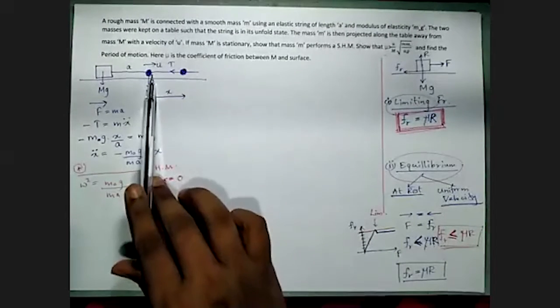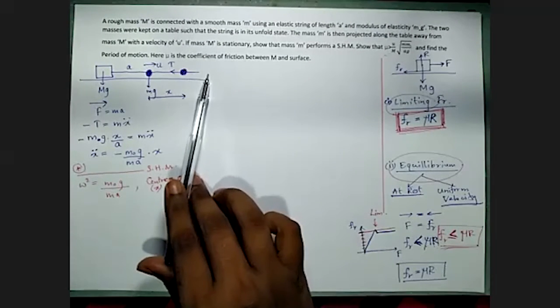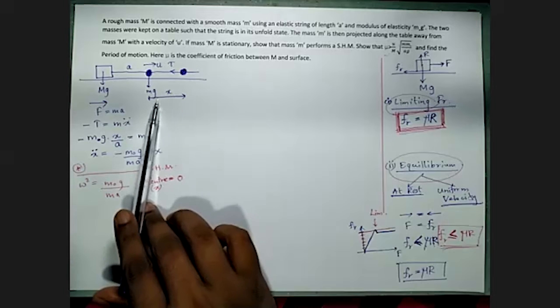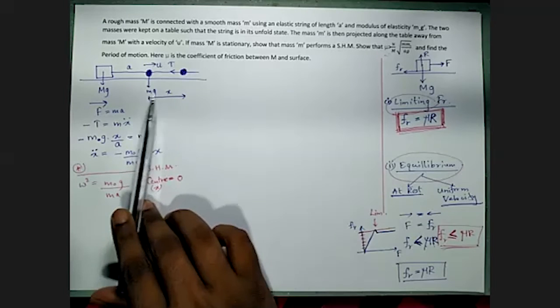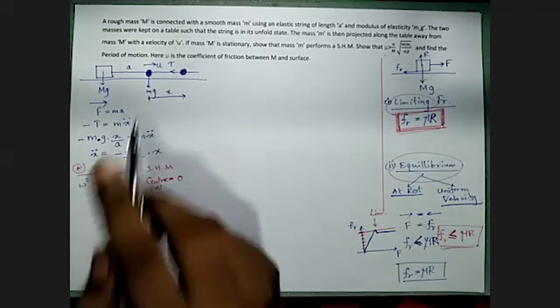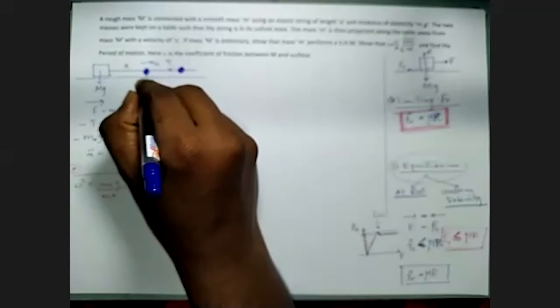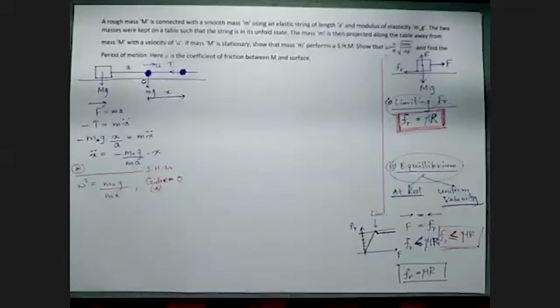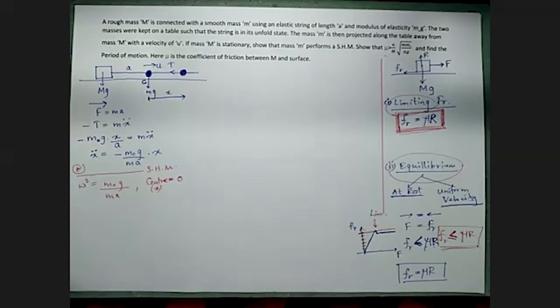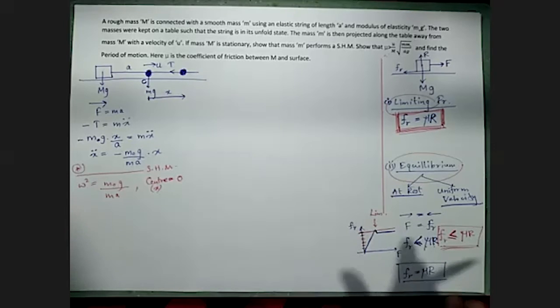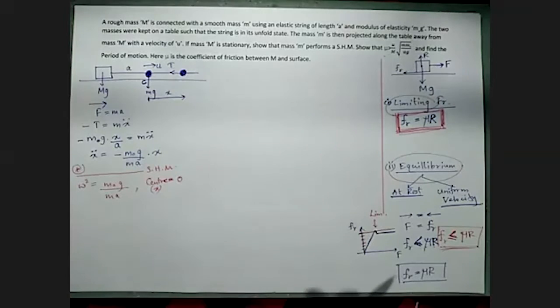So in order to find the center of this simple harmonic motion, we have to take this x to this point. So this is the center. Let's mark it as C. Now we have to apply second equation, velocity equation. By applying velocity equation, we can find the amplitude.